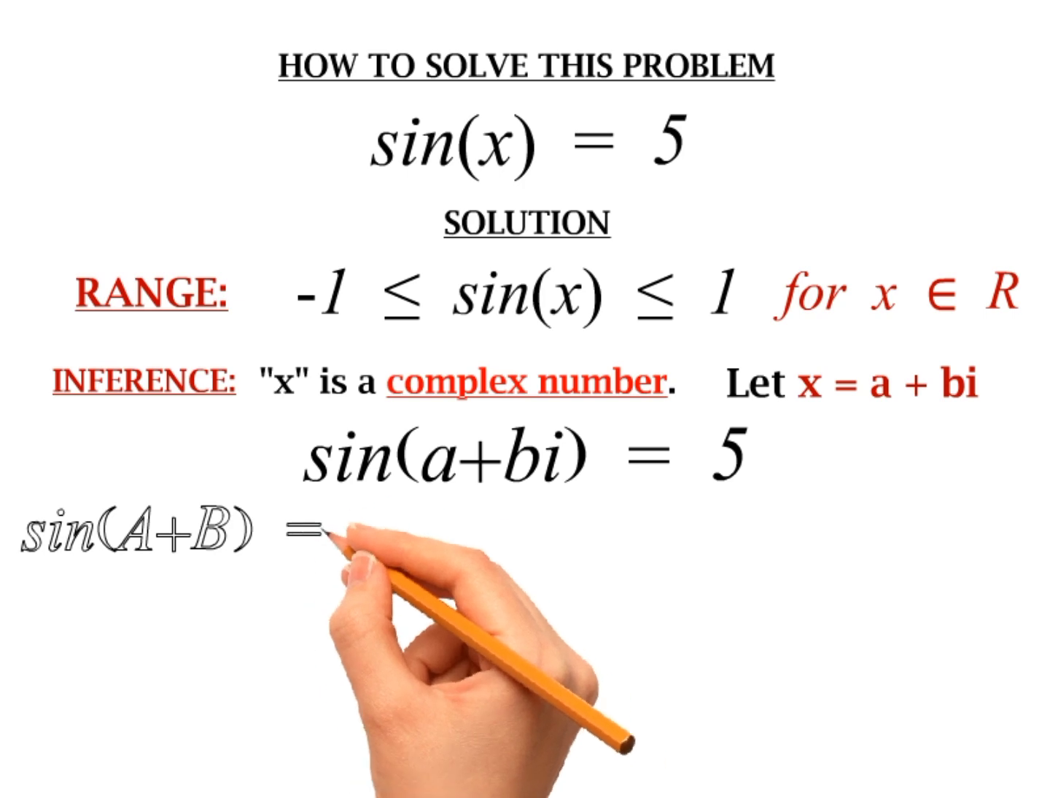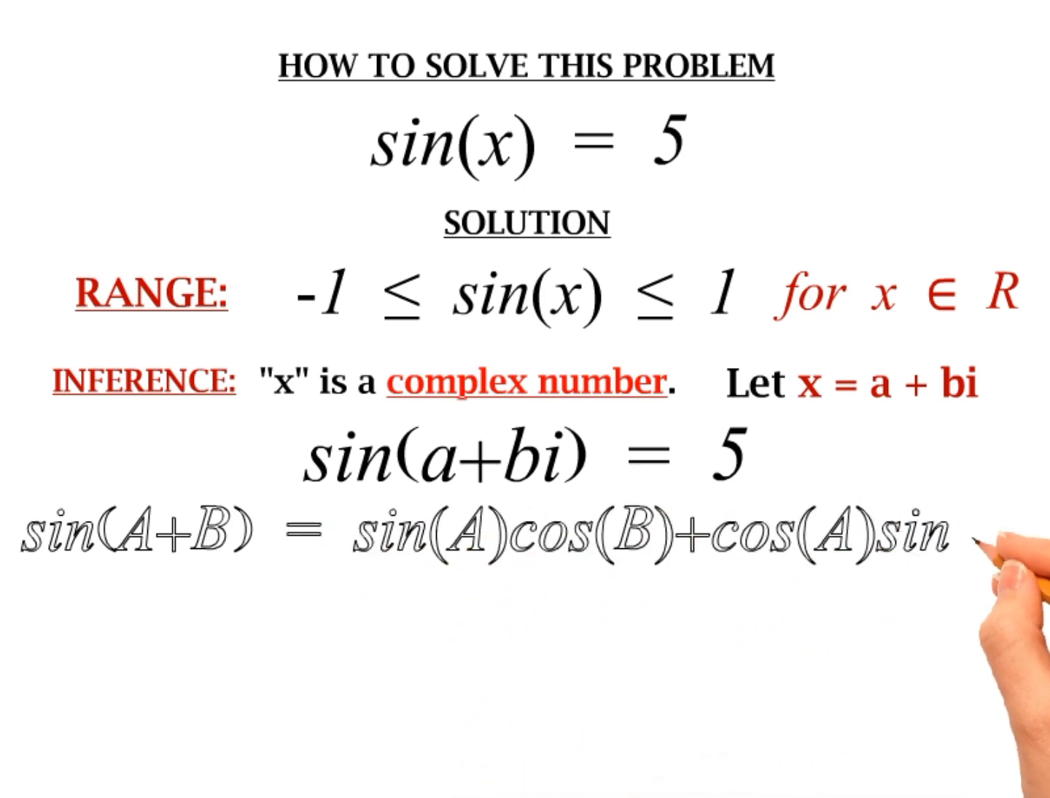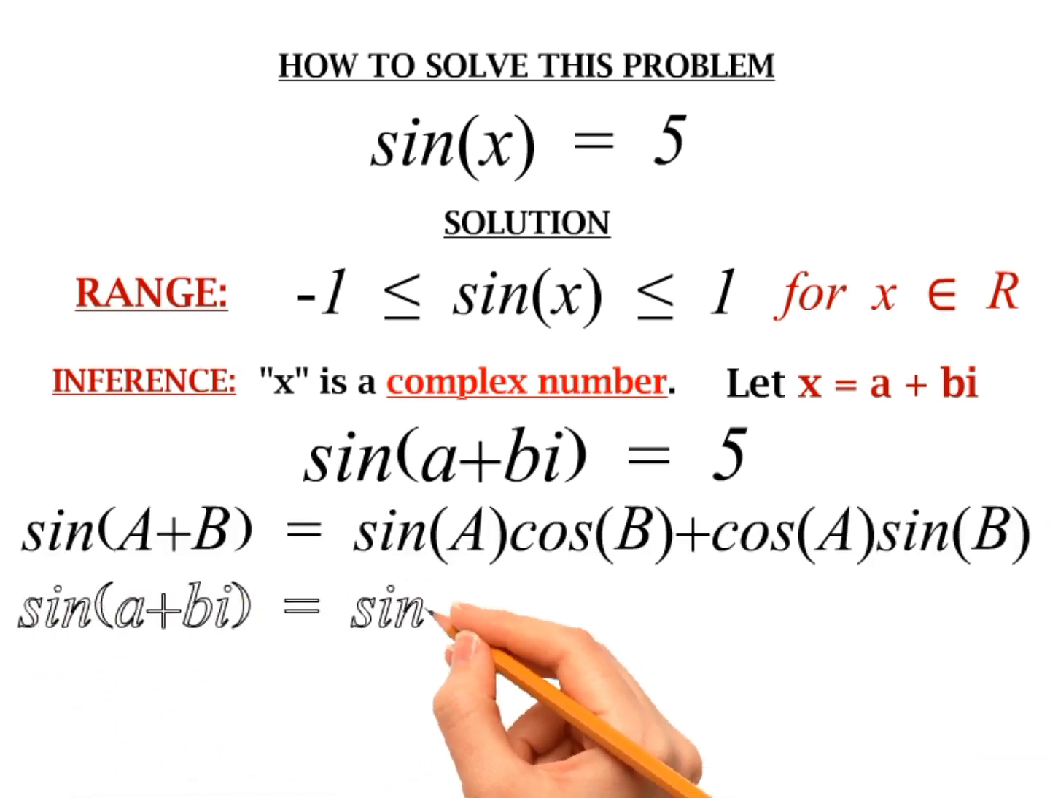We know that sine a plus b is equal to sine a cos b, plus cos a sine b. This implies that sine a plus bi is equal to sine a cos bi, plus cos a sine bi.